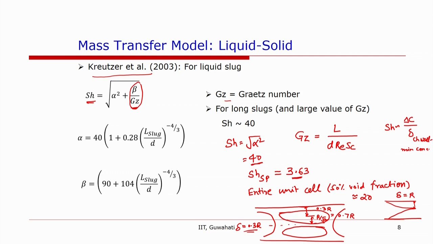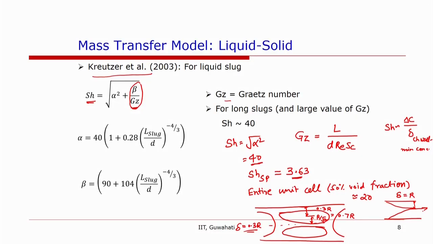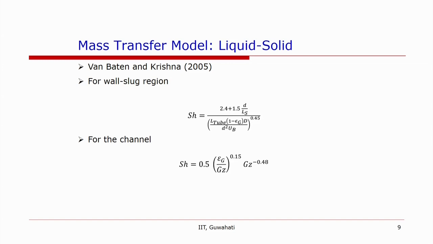Plus another factor that contributes here is that in the single phase flow, the liquid at the center moves forward and has a high velocity, whereas in the Taylor flow the liquid at the center is also brought towards the wall. So the residence time of all the fluid elements in this slug is equal, whereas in single phase flow there is quite a significant distribution of the residence time. Okay. So another correlation has been given by Van Baten and Krishna, and both of these correlations, the one by Kreutzer and the one by Krishna, have been developed with extensive validation with CFD modeling.